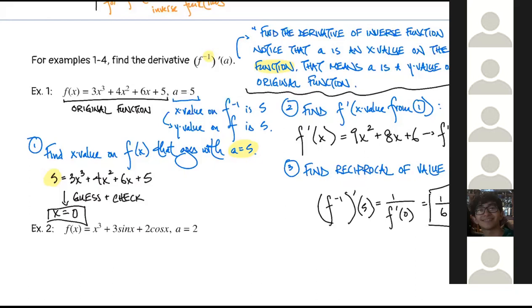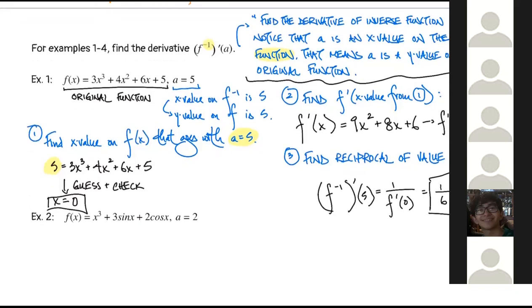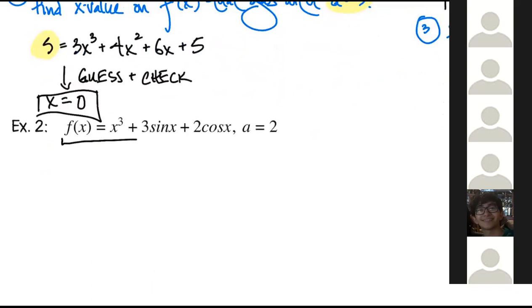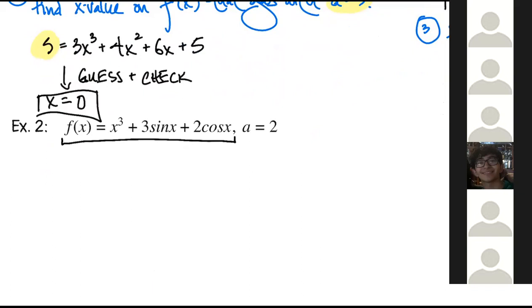Let's try one more question, but this time we're going to focus on the first, second, and third step. Okay, so we'll talk about what all the symbols mean, but we're going to focus on sort of a step 1, step 2, step 3 situation. So f of x equals this tells you about the original or the inverse? Original. Good. And a equals 2 tells us about what?